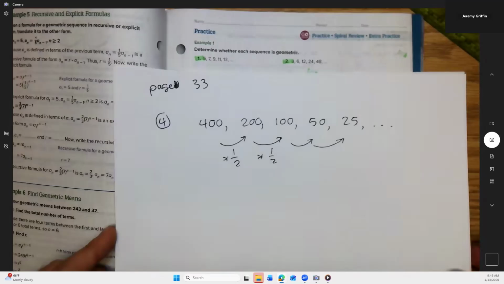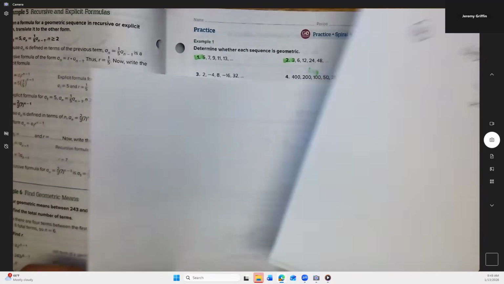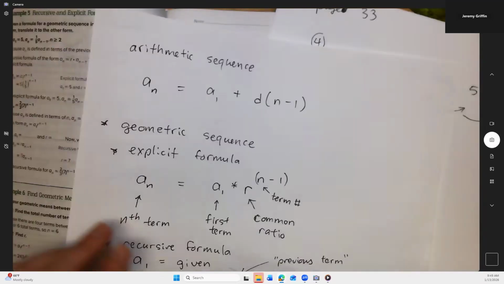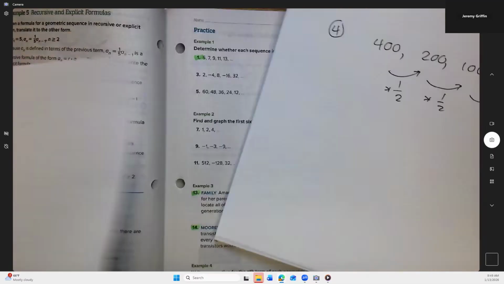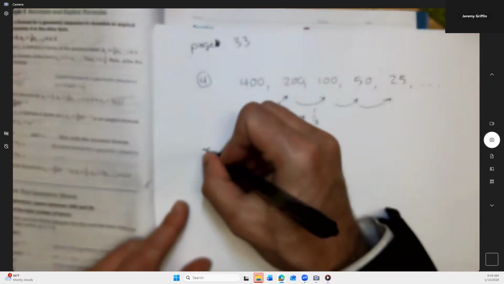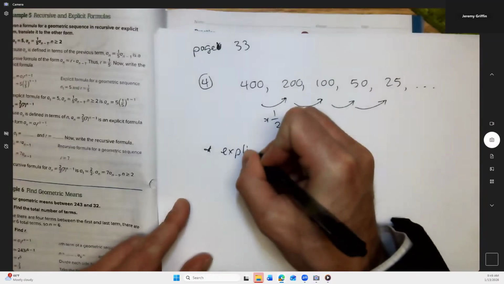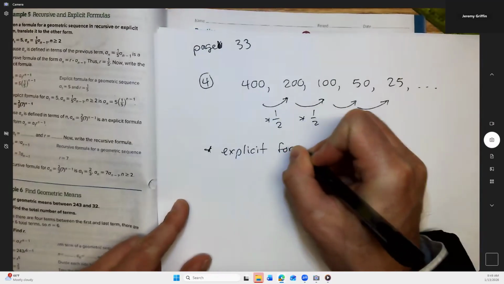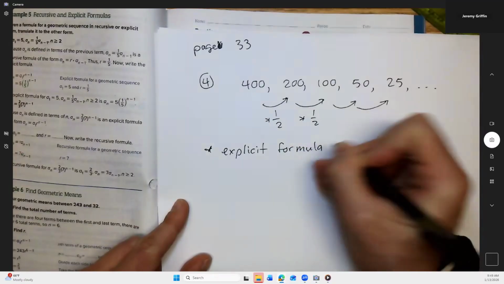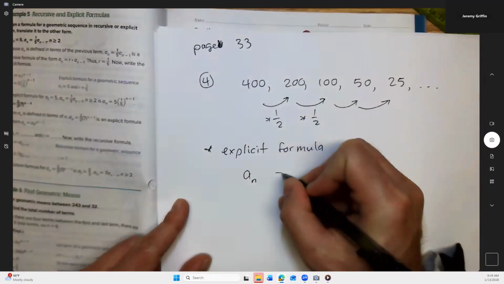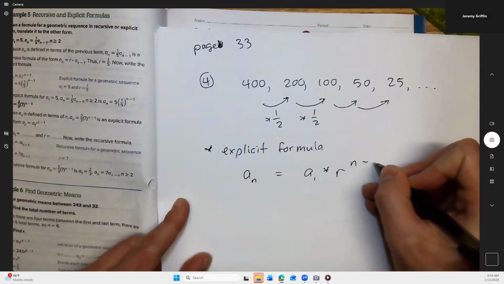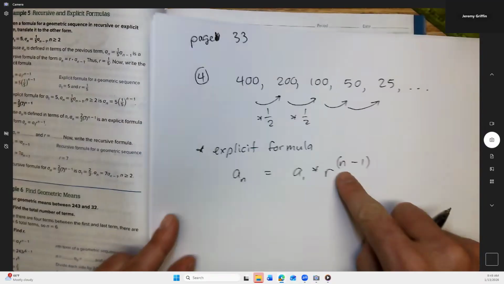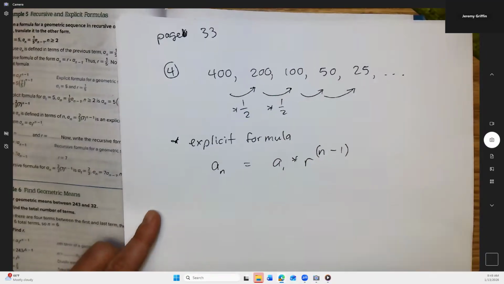And so how can you express this either with an explicit formula or with a recursive formula? How can you do it either way? So let's start with the explicit formula. And I told you guys the form goes: the nth term is equal to the first term times some common ratio to the power of n-1, where n is the term number. Let's try this out.